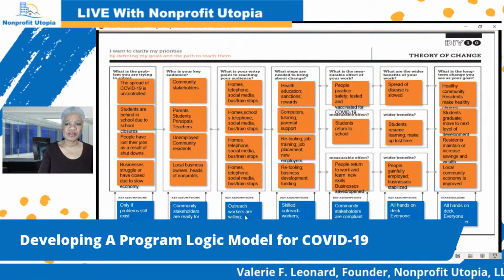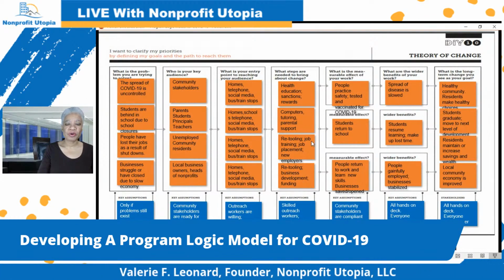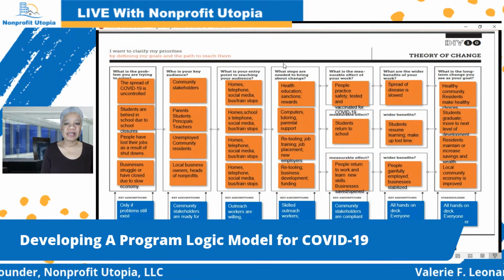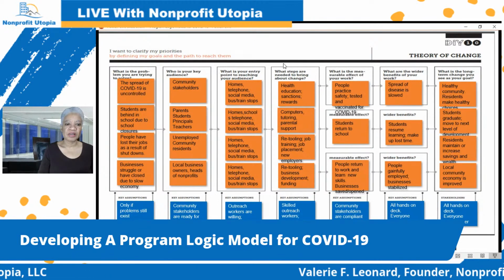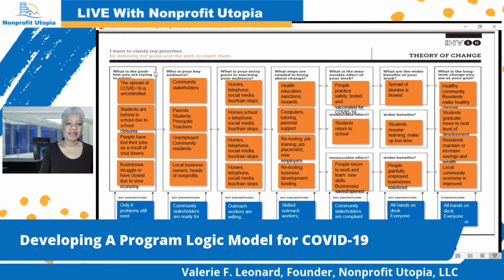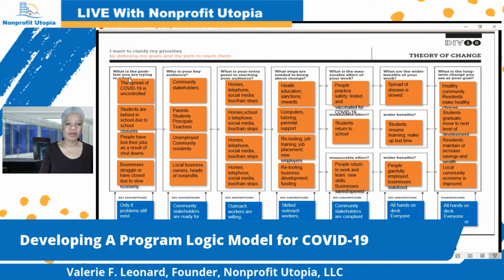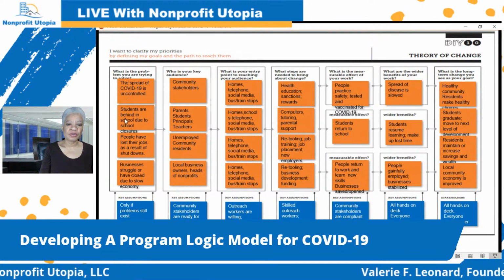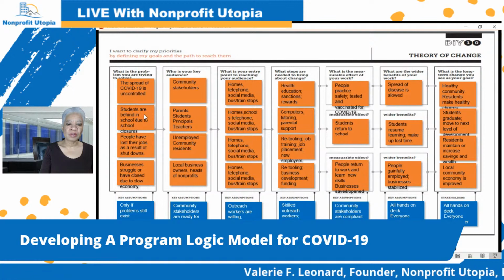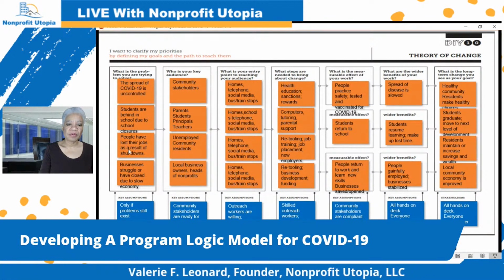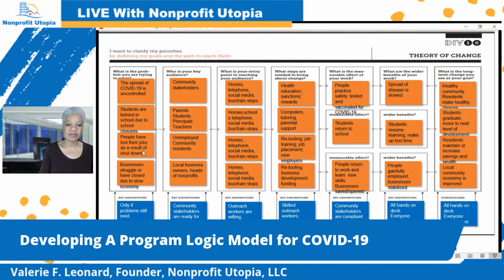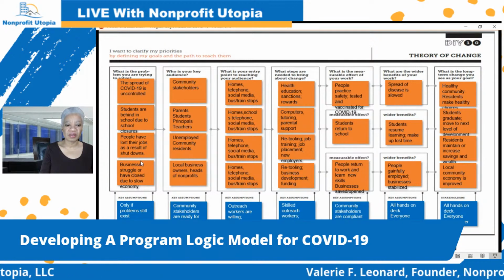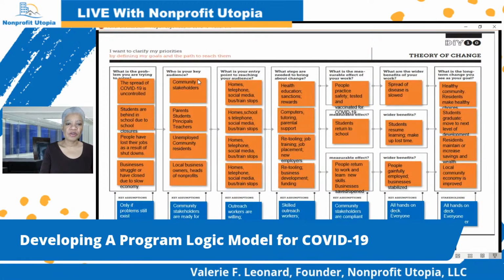All right, and just as a refresher, if you were with us last week, we went over a sample theory of change as it relates to COVID-19. So the first question is, what is the problem you're trying to solve? All right, the problem is the spread of COVID-19 is uncontrolled. Students are behind in school due to school closings. People have lost their jobs as a result of shutdowns, and businesses struggle or have closed because of the slow economy. And who is your audience?